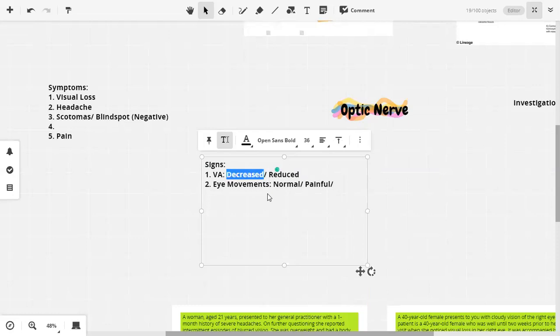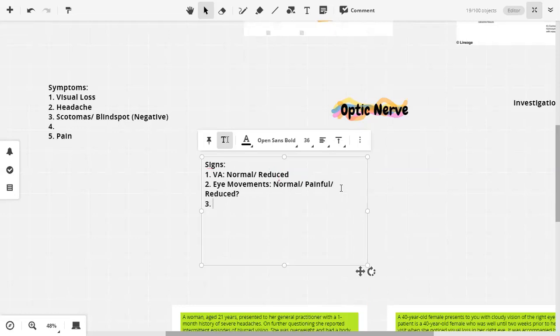Same. I'll write this down. Same with visual acuity. Someone can comment that the visual acuity can be normal, it can be reduced. Someone can say the eye movements can be normal, they can be painful, and they can be reduced. How they are reduced? We'll see.